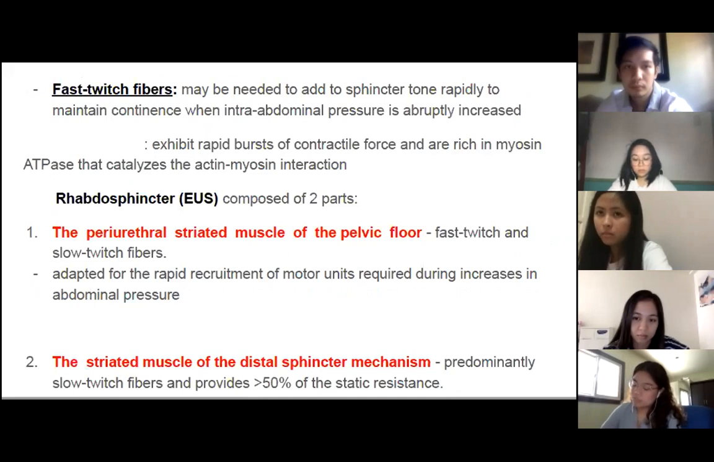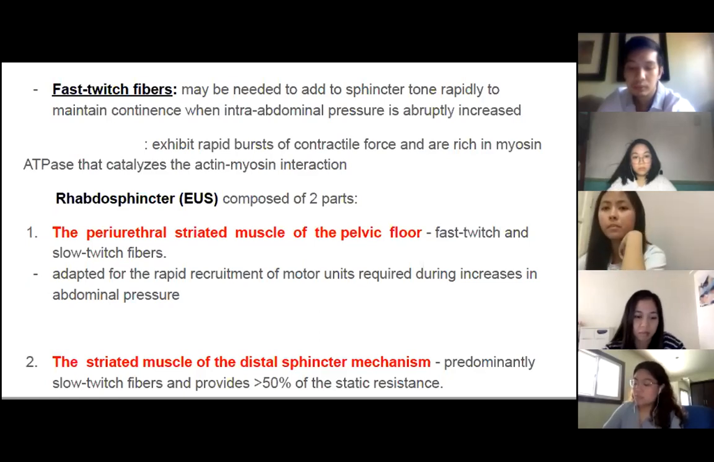The fast twitch fibers may be needed to add to the sphincter tone rapidly to maintain continence when intra-abdominal pressure is abruptly increased. They exhibit rapid bursts of contractile force and are rich in myosin ATPase, which catalyzes the actin-myosin interaction.